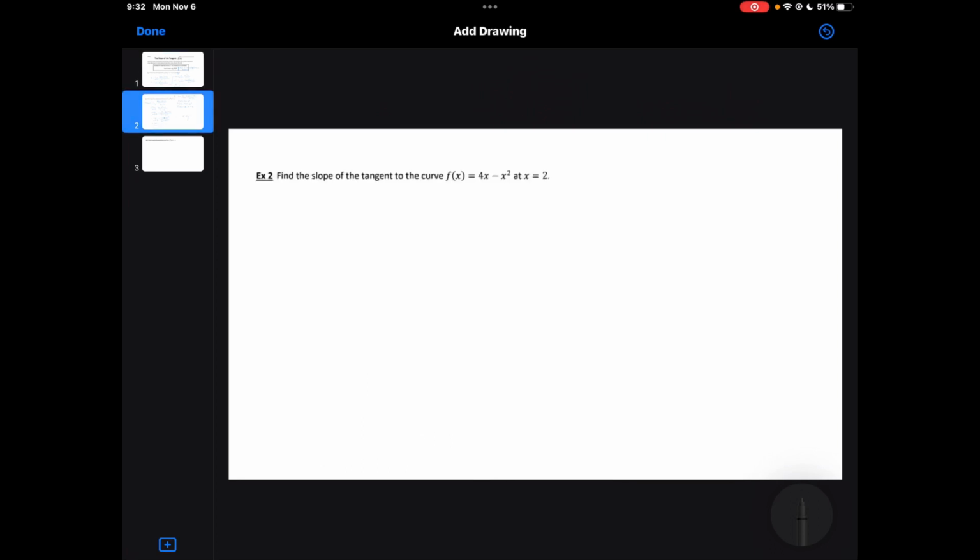Let's take a look at another example. Here we've got the curve f at x equals 4x minus x squared, and then we're looking for the slope of the tangent at x equals 2. So our a value is 2. So I'm going to find the slope of my tangent is the limit as x approaches my a value, which is 2, of f at x minus f at 2 all over x minus 2. So this matches my slope formula from the first page that had a's in it. F at a over x minus a.